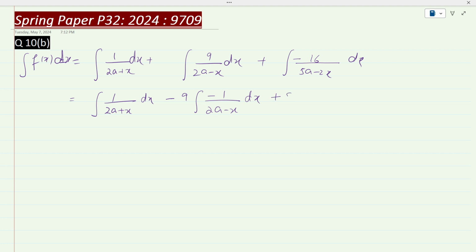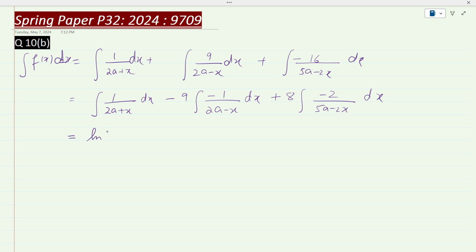Let's take 8 outside so that we have just minus 2 in the numerator. So now again, our task is achieved, our target is accomplished, that is, the derivative of the denominator is in the numerator. Okay, now let's do the integration in one go for all the terms.